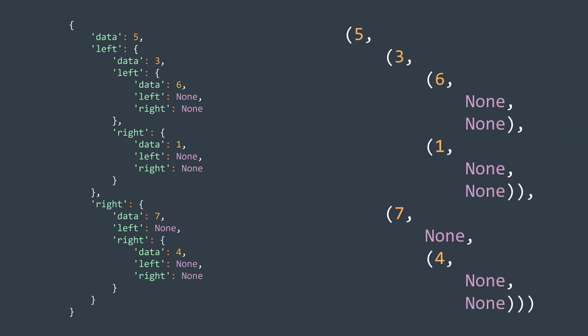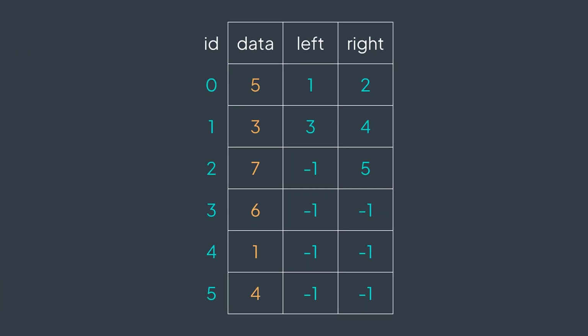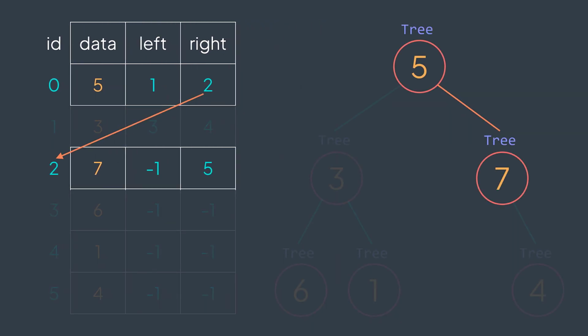Or, we can use a tuple of three elements, where the first element is the data of the node, and the two other elements are its left and right children, which are also tuples of three elements. Or, we can use a matrix of n rows and three columns, where the index of a row is the ID of that node, the first column contains the data, the second column contains the ID of the left child, and the third column contains the ID of the right child. For example, here 2 means that the right child of node 0 is node 2. And minus 1 means that it doesn't have that child.